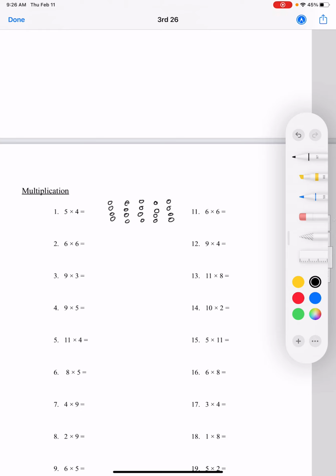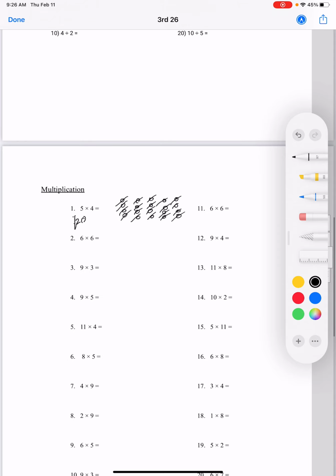And now we count the total of circles that there are. 1, 2, 3, 4, 5, 6, 7, 8, 9, 10, 11, 12, 13, 14, 15, 16, 17, 18, 19, 20. So there's a total of 20 circles, which means 5 times 4 is 20.